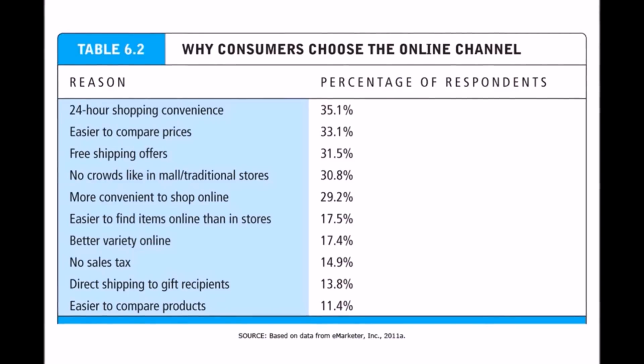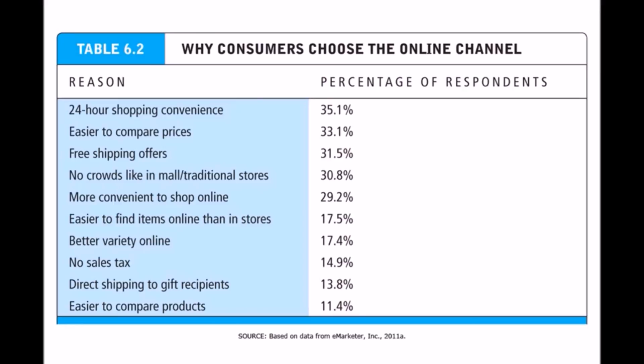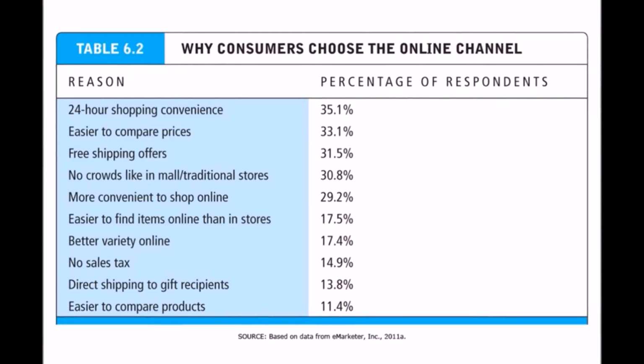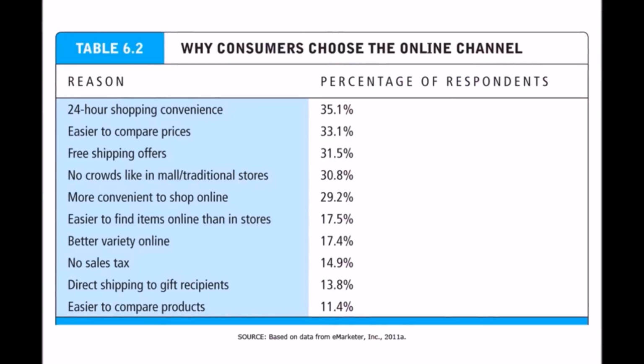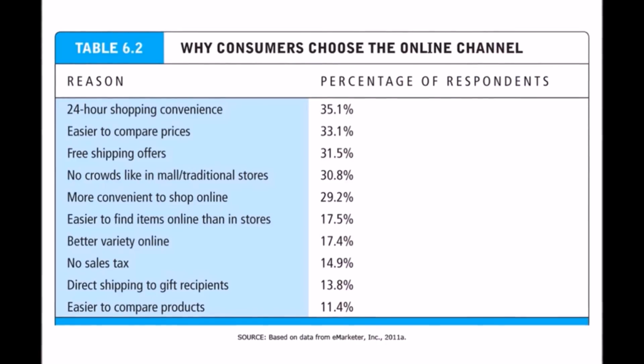So the percentage itself varies when people look at discounts to compare prices. Around 33% of them look at the discounts, and around 31% look at the shopping offers. People who would like to have a peaceful existence online are around 30%. They also look at more convenience to shop online, and 17% of them have chosen to find items online, saying it's better. There's no sales tax, and 13% are people who like to gift to their own people.